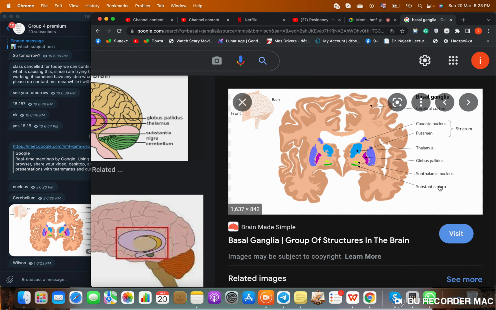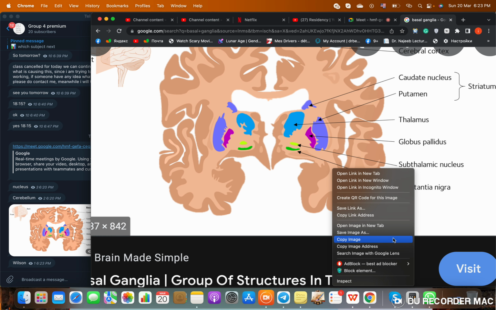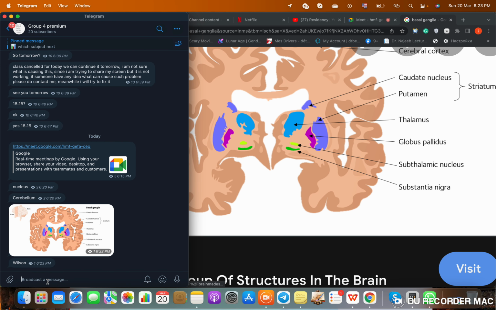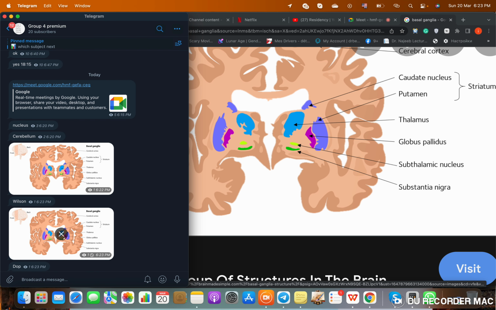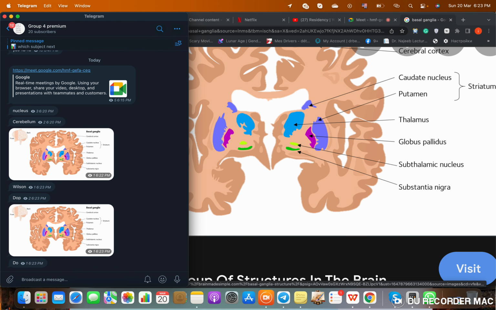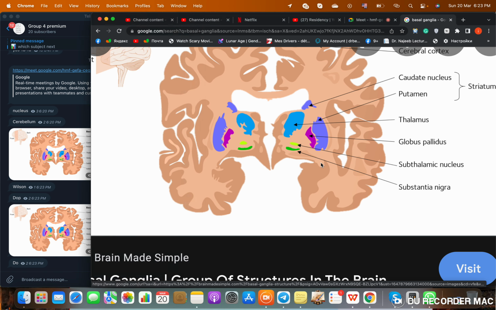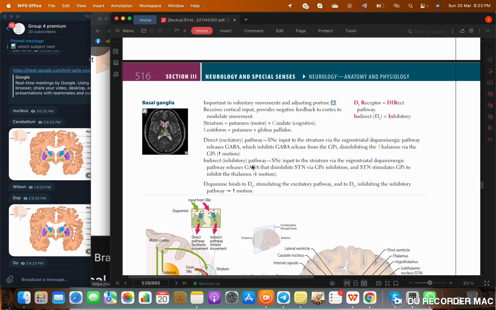Also, we have the subthalamic nucleus and finally the substantia nigra. Which substance does the substantia nigra produce? Okay, dopamine, absolutely.